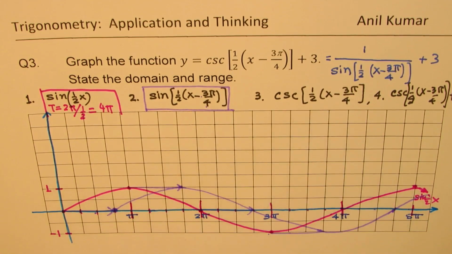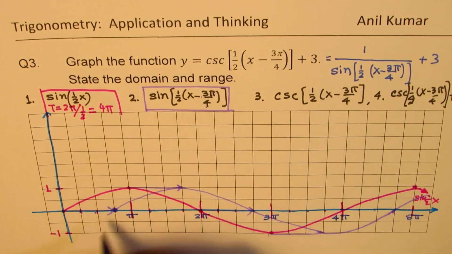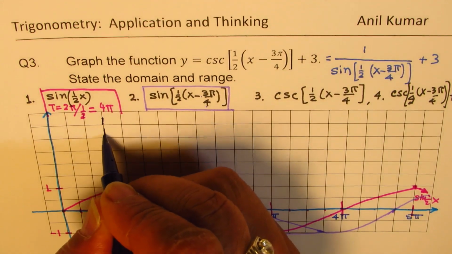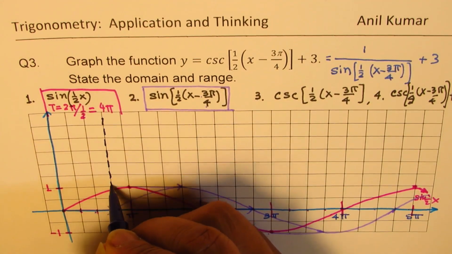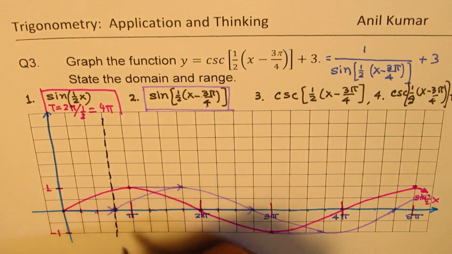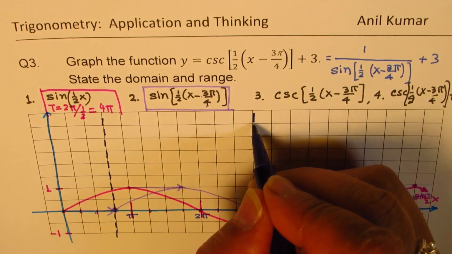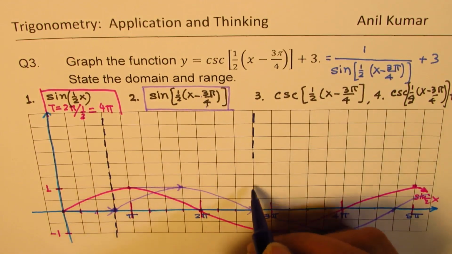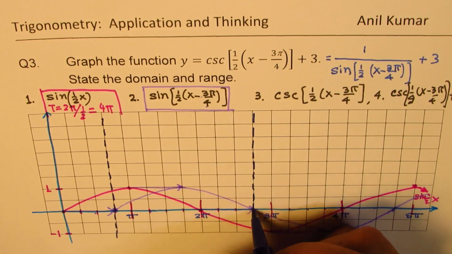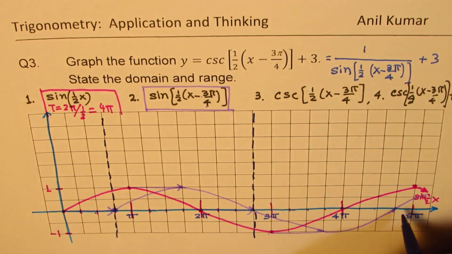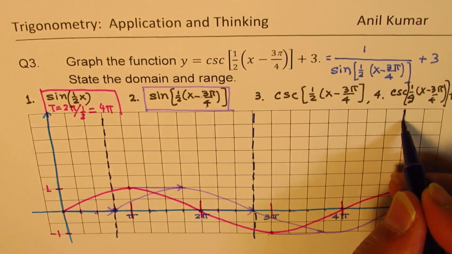Now let's look into the reciprocal part. When we are talking about reciprocal, clearly at 0 we'll get a vertical asymptote, correct? So these are the vertical asymptotes. They are not part of our domain. So that is a restriction for the function cosecant x.